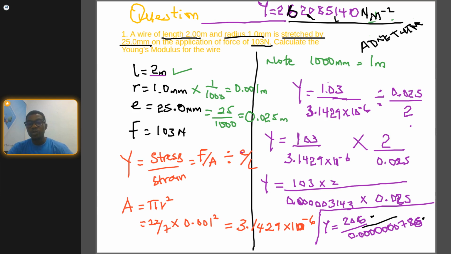All right. So today, guys, we have been able to explain what a tensile stress is, a tensile strain, and also we're able to derive the formula of Young modulus, and we're able to practicalize the Young modulus by solving a mathematical question on it. Okay, I'm going to leave us with a question that I want you all to work on.